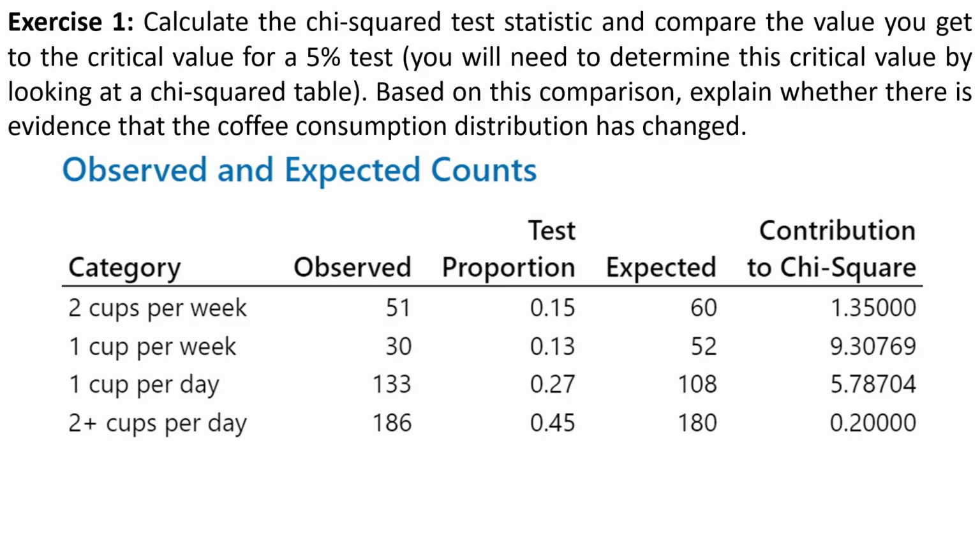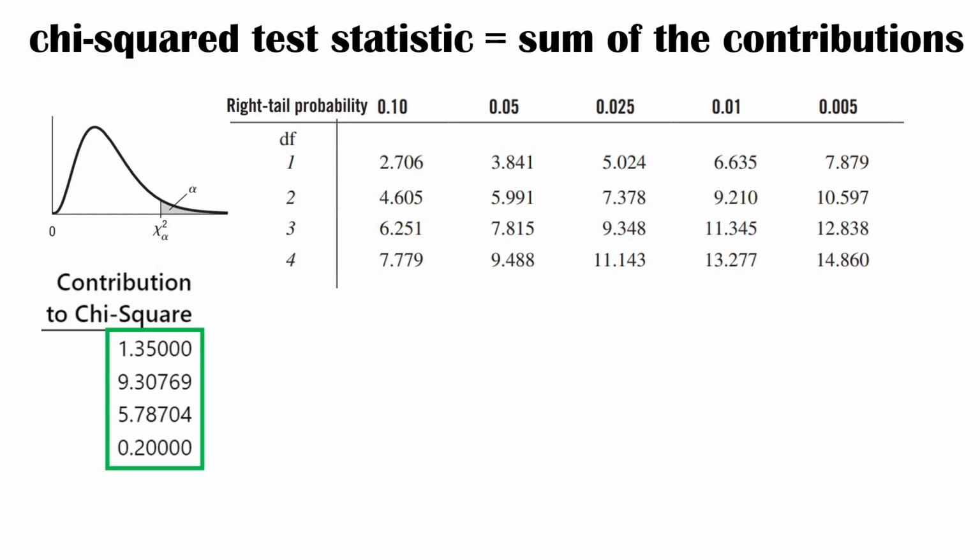Right, so calculating the chi-squared statistic, we just need to add up these numbers. These are the individual contributions. So we'll do that in a moment. Here it is. Adding those together, our chi-squared test statistic is 16.64. How many degrees of freedom do we have? In the case of a goodness of fit test, the degrees of freedom is the number of categories minus 1. We have one categorical variable with 4 categories, and so the degrees of freedom is 3.